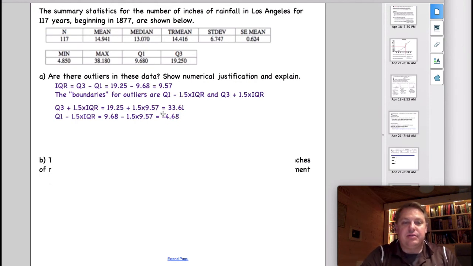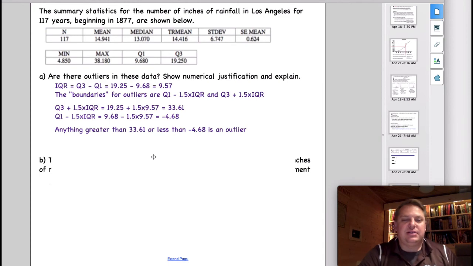Now right now these numbers are meaningless. We need to explain what they show us. So I think the simplest way to say it is anything greater than 33.61 or less than negative 4.68 is an outlier. Now we don't have the actual data, but they did give you the min and the max. So all we have to do is look at the min. The lowest value in this set of numbers is 4.85, and that is not lower than this lower boundary value. So there are not any outliers on the low end.